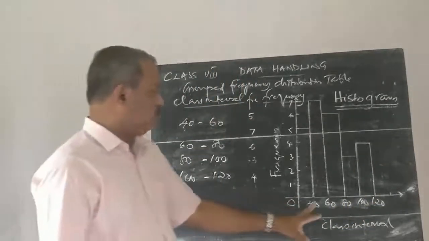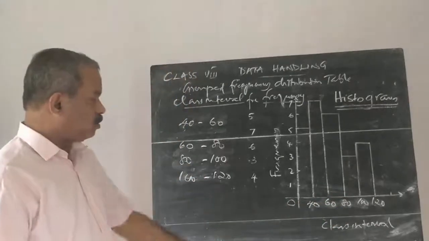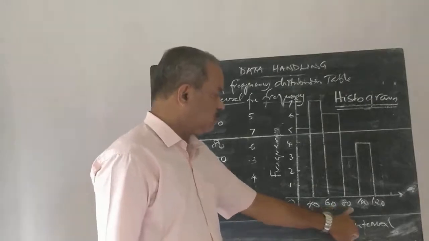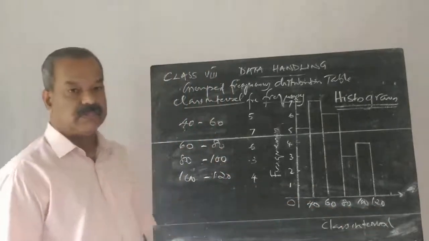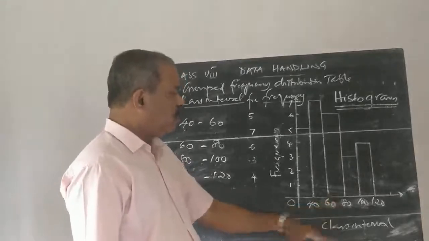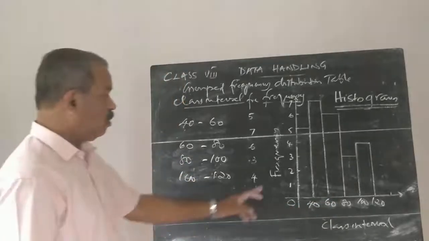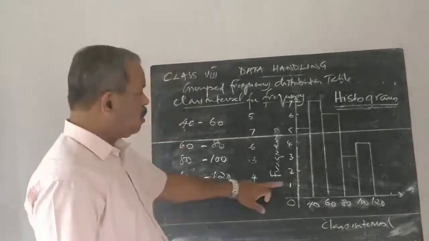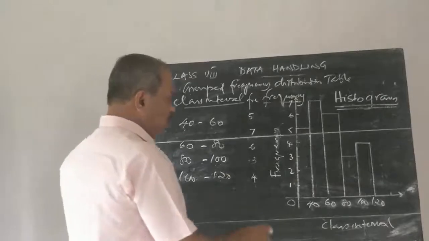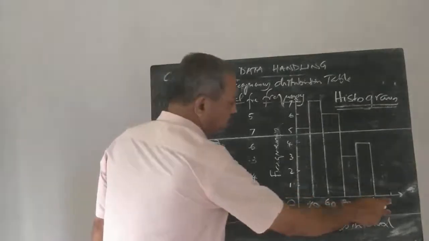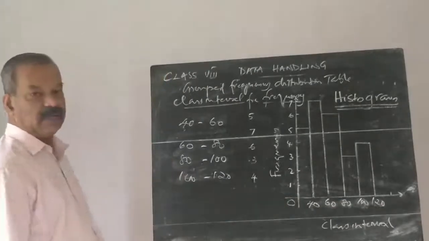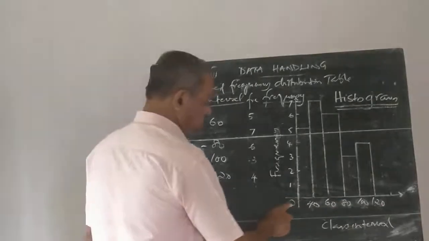The distance on the horizontal line will be equal from 40 to 60, or 60 to 80, 80 to 100, 100 to 120. Same, 1 unit. 1 centimeter or 1 unit equals 20 units, and on the vertical line, 1 unit equals 1 unit itself. So, to avoid this confusion, that is, this distance from 0 to 40, we can make this arrangement.